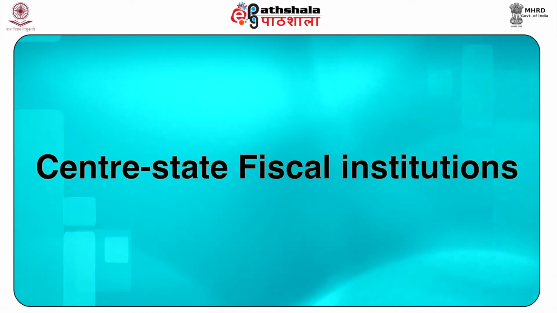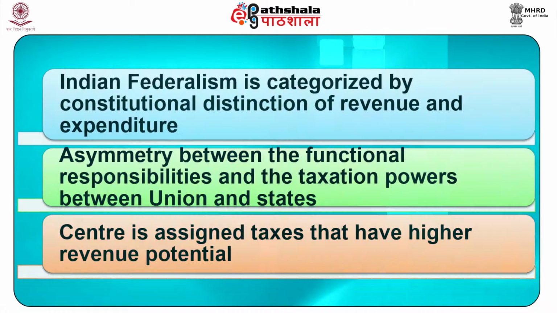Third, centre-state fiscal institutions. Indian federalism is characterized by constitutional distinction of revenue and expenditure powers among the 3 levels of government. However, there is asymmetry between the functional responsibilities and the taxation powers between the union and the states. The centre is assigned taxes that have higher revenue potentials, whereas the states are assigned more functional responsibilities.